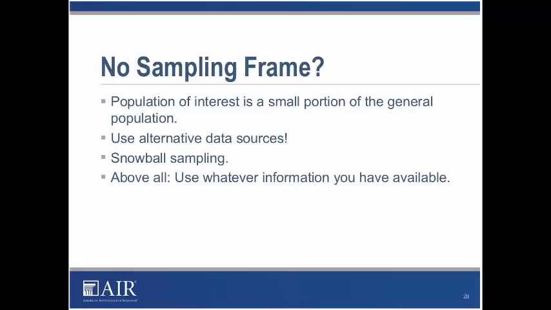Sources like the American Community Survey can provide data on where your target population might be concentrated. The American Community Survey has data by block group and tract level, so you can get a very close-in view, geographically, of where a population of interest might be. There are also other sampling approaches you can take that don't require a sampling frame.